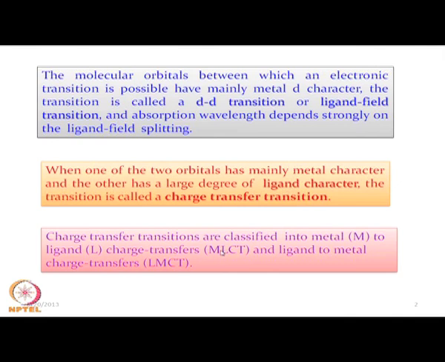So, apart from these transitions, in some cases we can have a metal in two oxidation states. That means one metal is in a low oxidation state and another metal ion is in a high oxidation state, and if there is some chance of getting the corresponding electronic transitions from one metal orbital, which is dominated by the metal character, to another metal orbital, which is also of metal character, we will get MMCT, that means metal to metal charge transfer transitions.